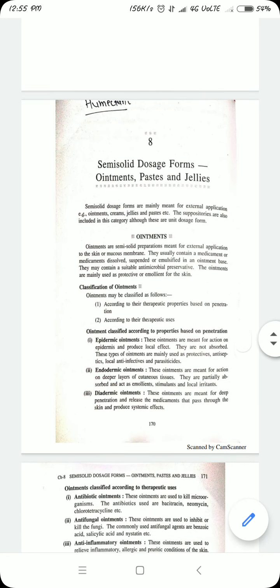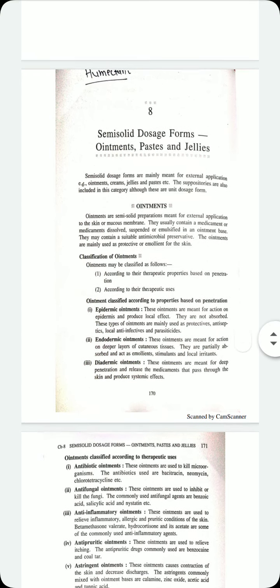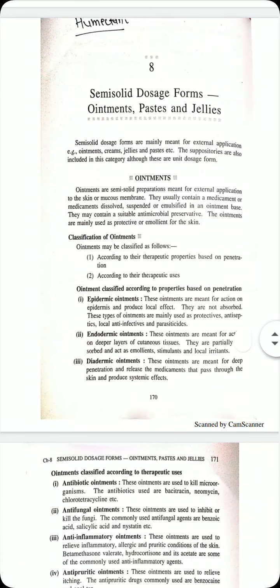Good afternoon, everyone. Now we will discuss semi-solid dosage forms. In that, we have seen suspension and emulsion. Now we will discuss ointment. Ointments are semi-solid preparations meant for external application to the skin or the mucous membrane. They usually contain medicament dissolved, suspended, or emulsified in an ointment base.